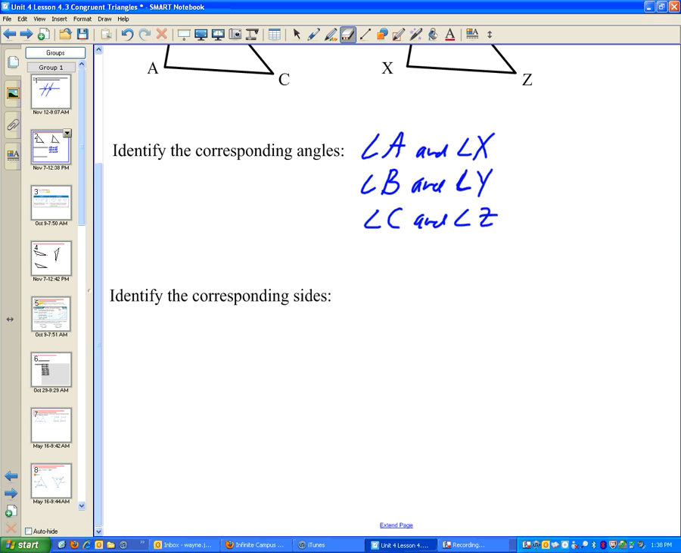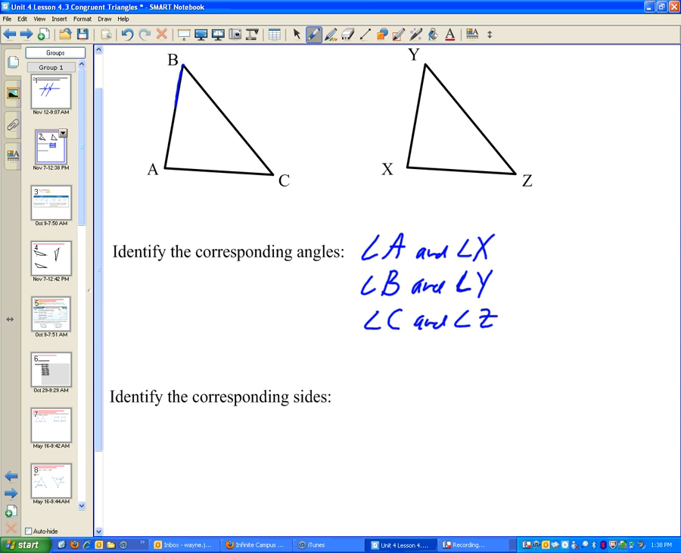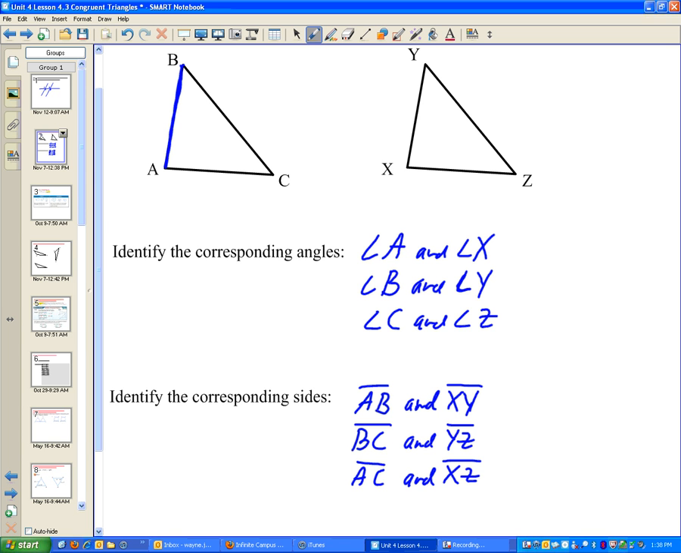Now, let's write our three pairs of corresponding sides. Tad more difficult, not much. Here's one side. We could call that segment AB. What side of the other triangle is in the same position as segment AB? Segment XY. Well, another side of the triangle to the left is BC. So what corresponds to segment BC? Segment YZ. What's the only segment on the left I haven't talked about yet? Segment AC. Could I call it segment CA? Yeah. So what corresponds to segment AC? Segment XZ. Okay?